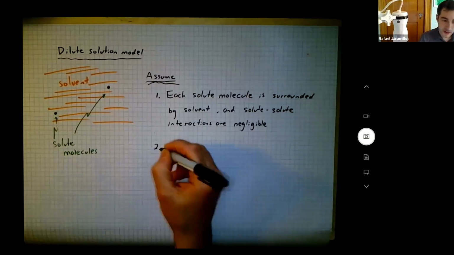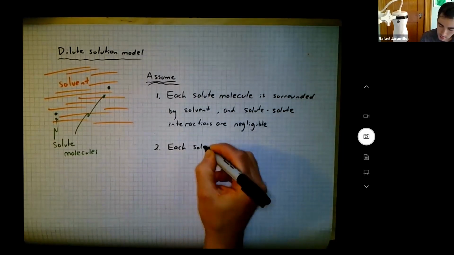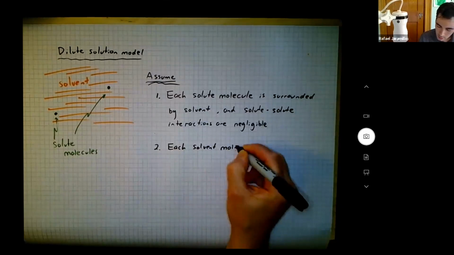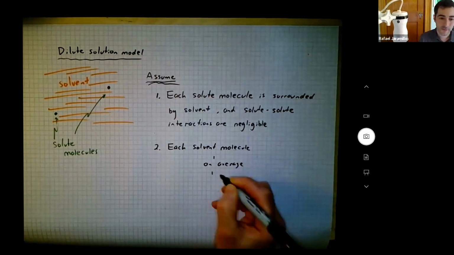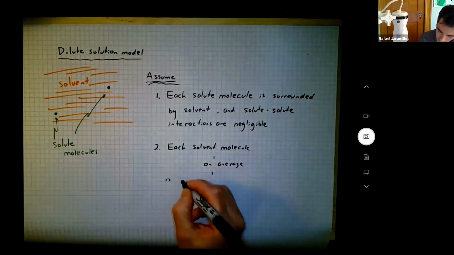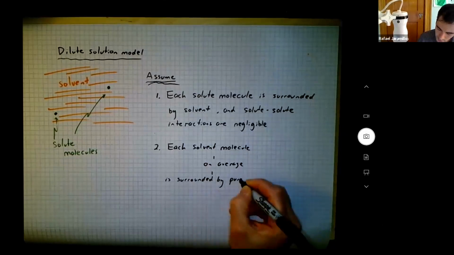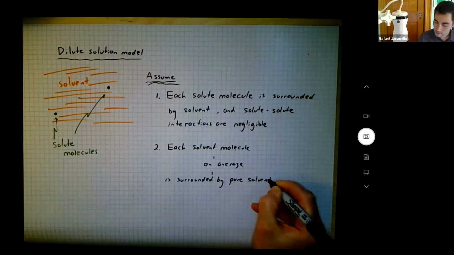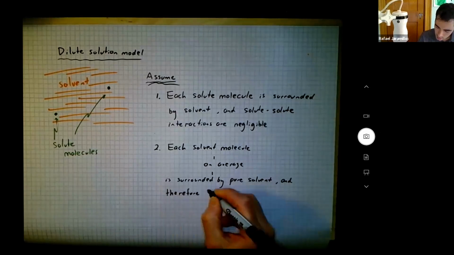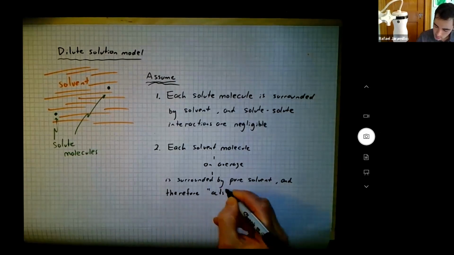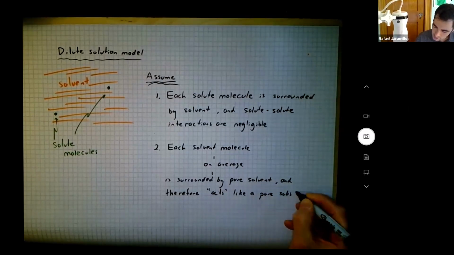And the second assumption is that each solvent molecule, on average, is surrounded by pure solvent, and therefore acts like a pure substance. So this is a little bit harder to justify.